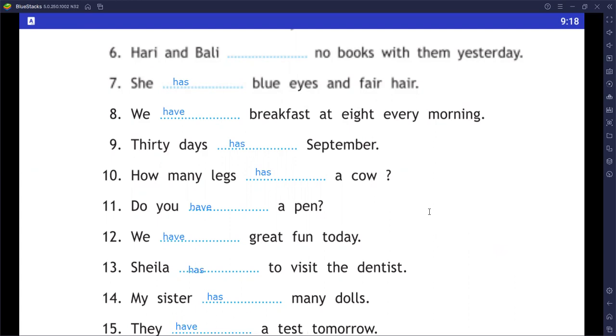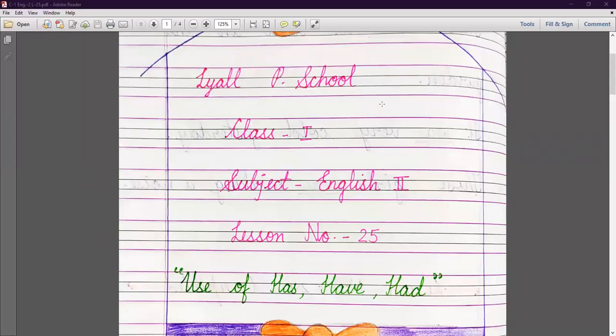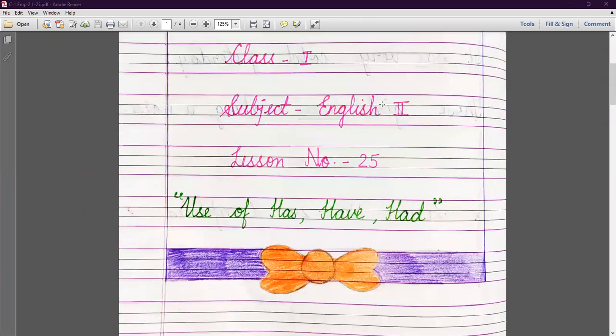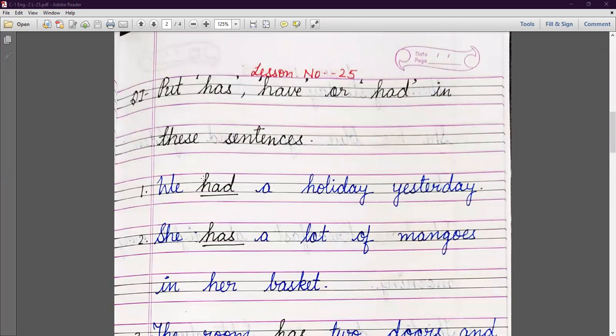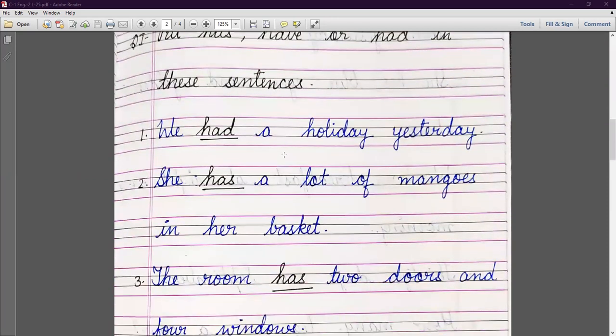I hope you all are filling your book with ma'am and understand today's class. Now it's time to do book work in this subject. How should you write in your copies? Like this, you should write the lesson number in your first line, then the name of the lesson in your second line: has, have, had. Our first question is put has, have, or had in these sentences. Question number one: we had a holiday yesterday.